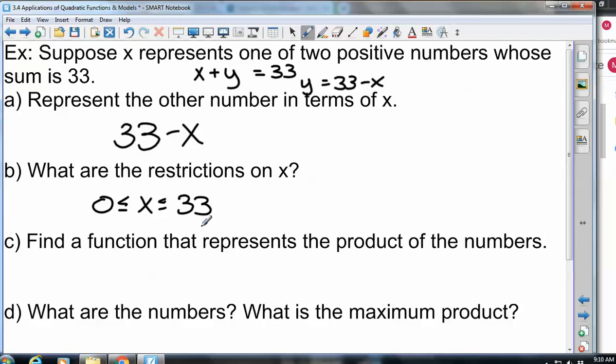Okay. What if x was negative? Then we wouldn't have any restrictions. C. Find a function that represents the product of the numbers. So I'm going to make some function. You can call it whatever you want. What does product mean?